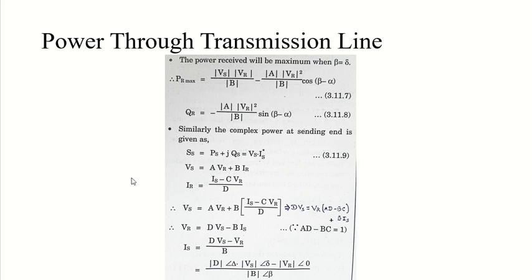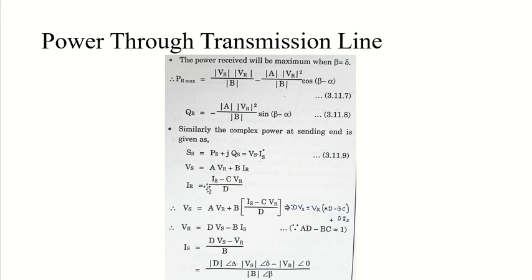Now again, considering the first equation of the ABCD parameters, the first equation we used for the derivation, Vs equals A VR plus B IR, and in that formula we make IR the subject. Sorry, no, we are taking the second formula as well. We are taking Is equals C VR plus IR into D, and from that we make IR the subject, and we will have IR equals Is minus C into VR divided by D.